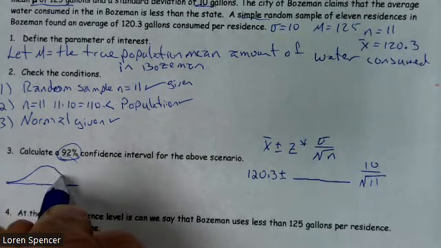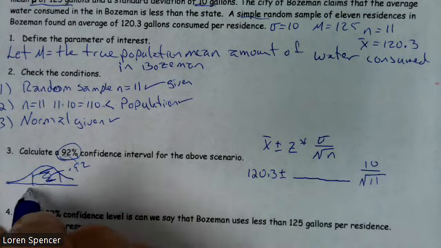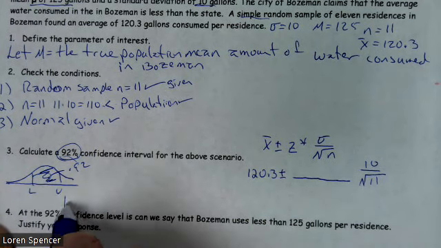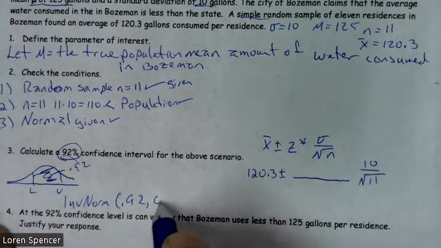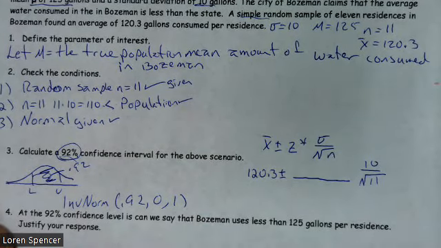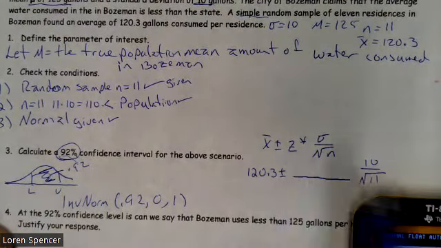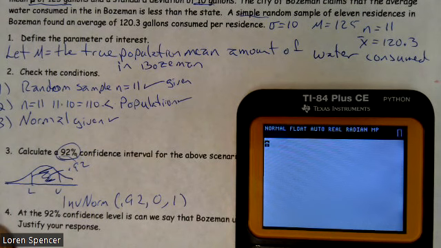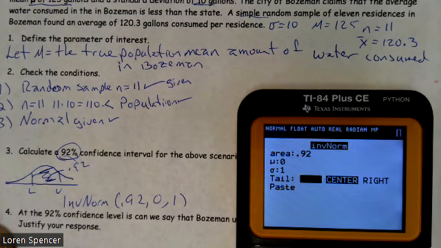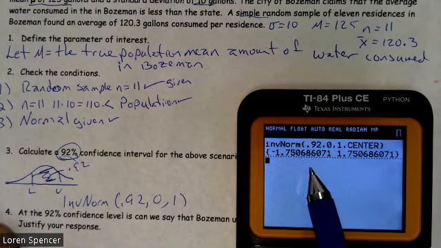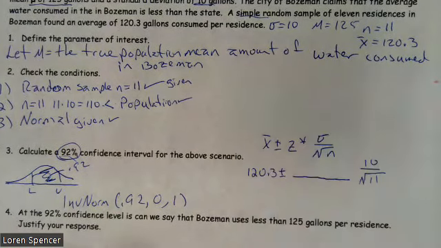So we can go to inverse norm, 0.92, and we're going to get a lower and an upper. So inverse norm, 0.92, mean of 0, standard deviation of 1. And the reason we know that is because it's a z-score, because we're looking for a z-star. So second vars, inverse norm, 0.92, mean of 0, centered. And we end up getting a z-score of about 1.7506.